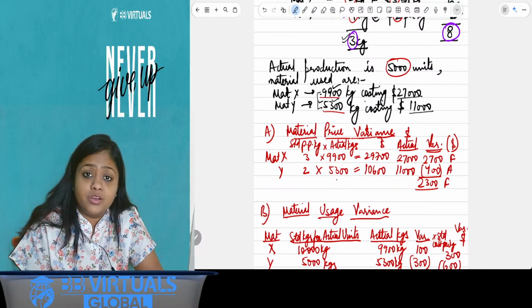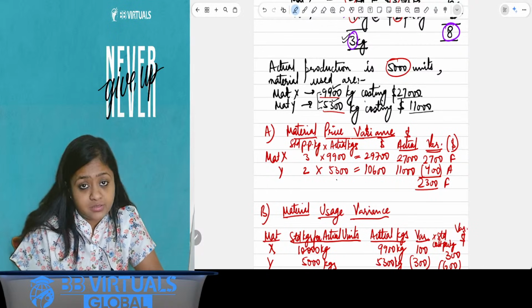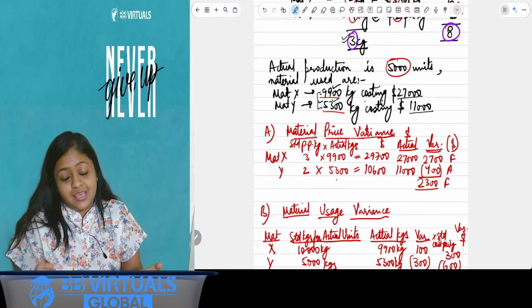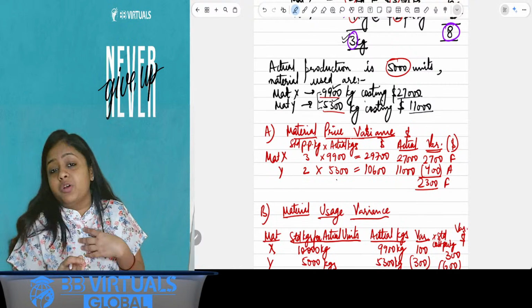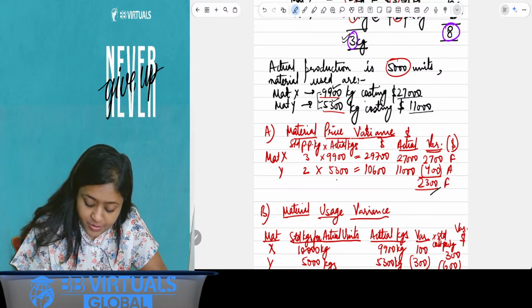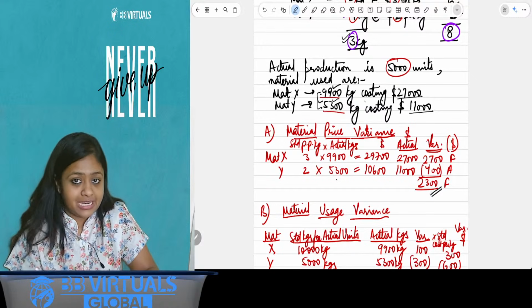Now from this I will reduce my actuals and get the variance. If your actual is less, it's favorable because you're spending less. If your actuals are more, it's adverse because you're spending more of the entity's money. So when you see this, you get a favorable variance of 2,300 net.